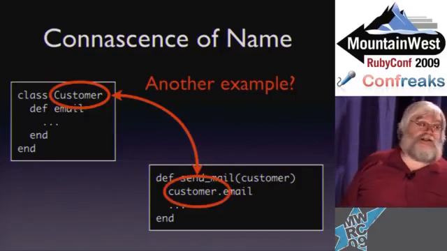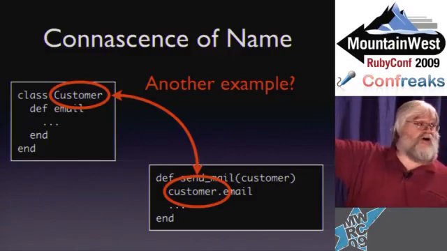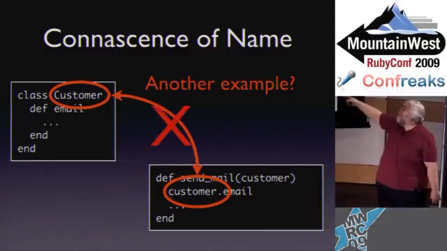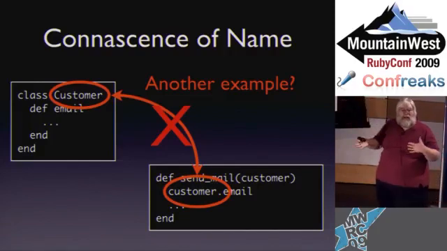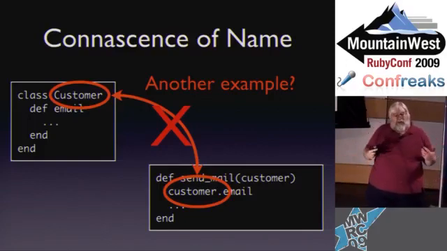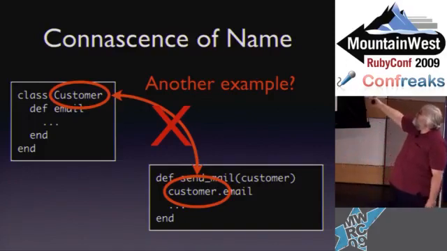Okay, the class customer and the variable name customer. Is this an example of connascence of name? No. Not really, because if I change the name of the class, it really doesn't affect the name used here locally. Now, semantically, there might be some mismatch, but it doesn't break the program in any way. So if there is any connascence at all, it's even weaker than connascence of name. So I would say this would not be an example of connascence of name.